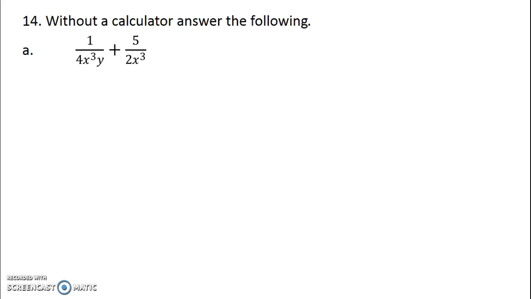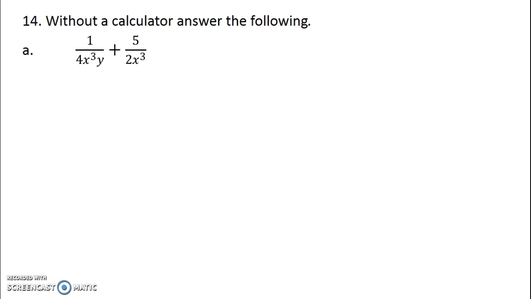So we're going to stick with the 4. I see they both have an x to the third. We don't need to change that, so we'll include that. One of them has a y, so that means they're both going to need to have a y. So in the end, we're going to make them both 4x to the third y. So conveniently, the first fraction already has that denominator. That first fraction is not going to change at all at this time.